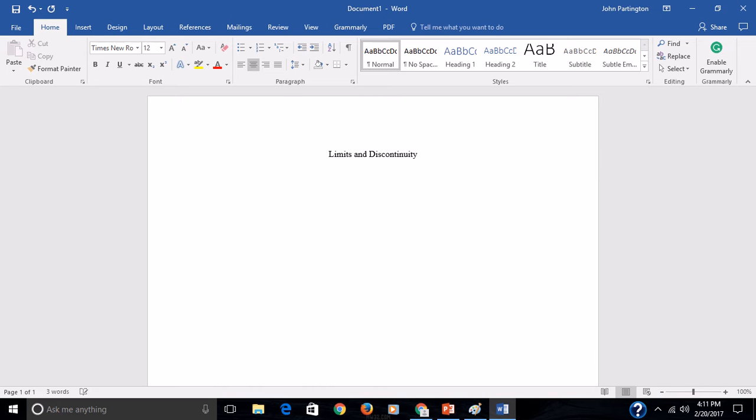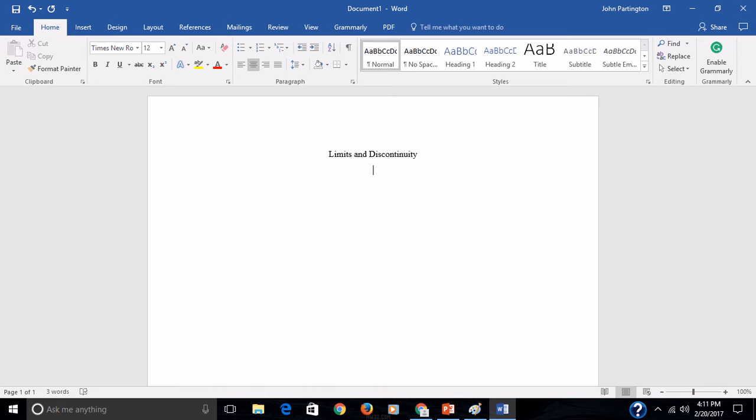Now, what is a limit? First of all, a limit is going to be the value of a function at a given point. However, what makes limits special is that it's not just at a given point. Before I can go into this, we need to talk about what a discontinuity is.